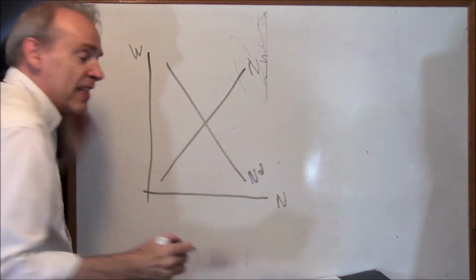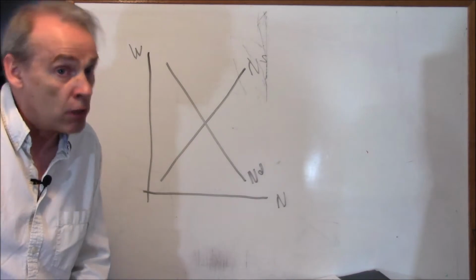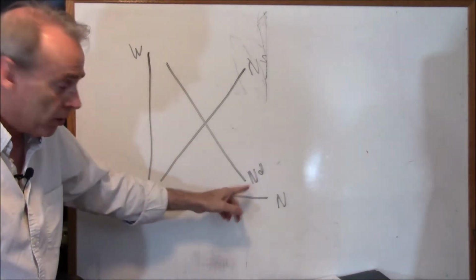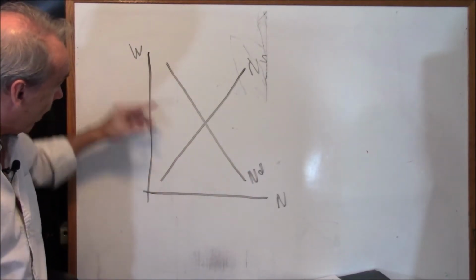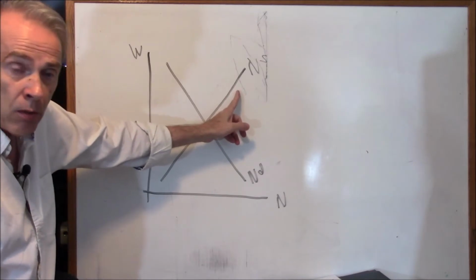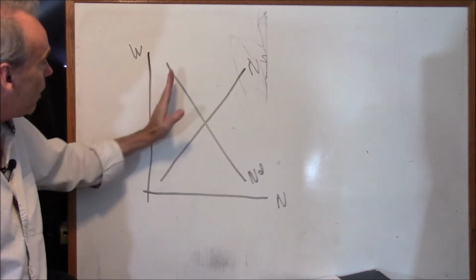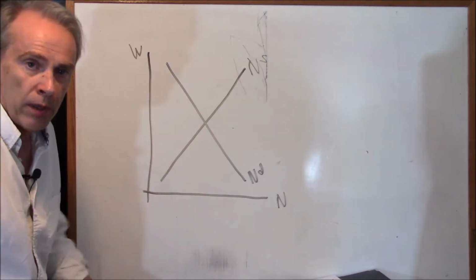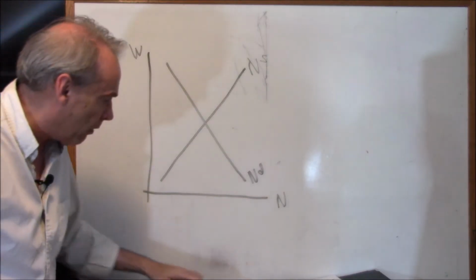N superscript D, that's labor demand. That's the firms. The firms are demanding workers. Notice here that the higher the wage rate, the more people are willing to work. But the higher the wage rate, the fewer workers firms are willing to hire. All right, so that's kind of the basic background here.